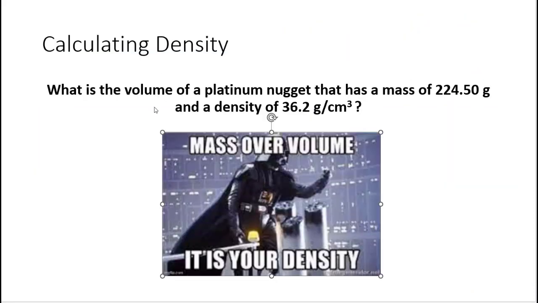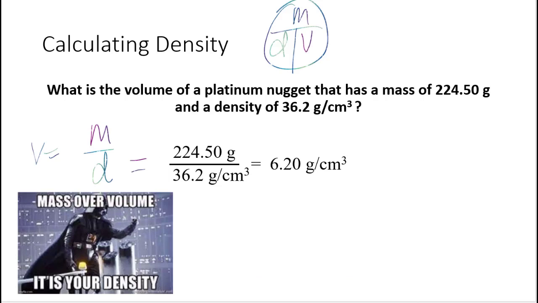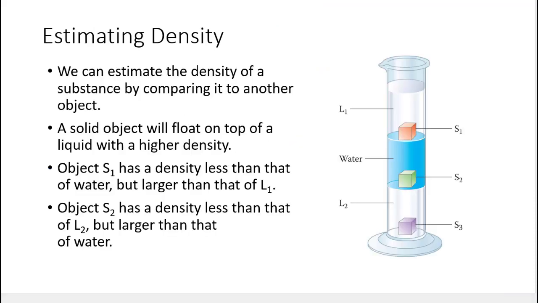Why don't we look at this next example? What's the volume of a platinum nugget that has a mass of 224.50 grams and a density of 36.2 grams per cubic centimeter? Pause the video, write down what you know and how to get volume. All right, and again, if I want to find volume, it's mass divided by density. So I took my mass divided by my density, and again, I needed 3 significant figures for my final answer. So 6.20 grams per cubic centimeter.